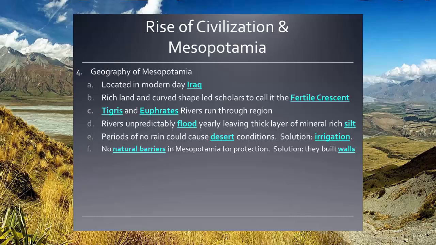The region of Mesopotamia was generally flat and didn't provide any real natural barriers for protection from outside warriors or sometimes even the weather. The solution for this was they actually ended up building walls around their cities. Makes sense, right? And finally, because natural resources were scarce, those that lived in the region relied on trade to get any goods or things that they needed, but were not able to be grown or created in their own area. So they relied on trade with other areas.